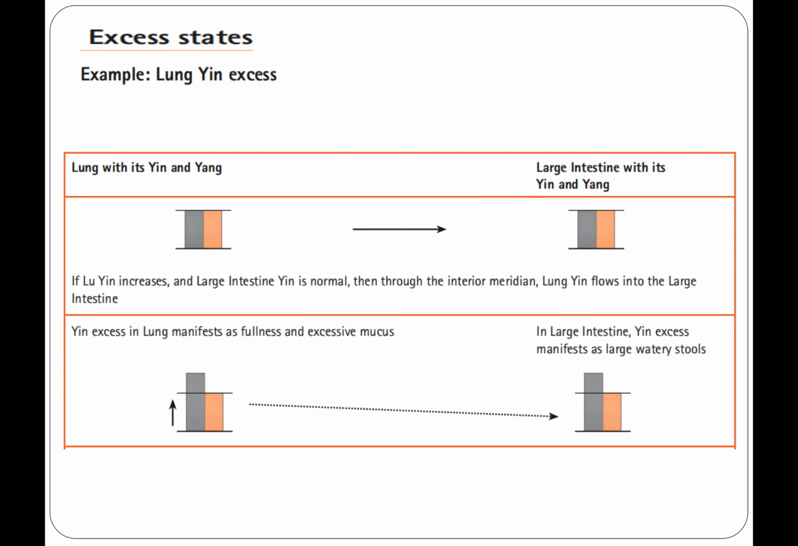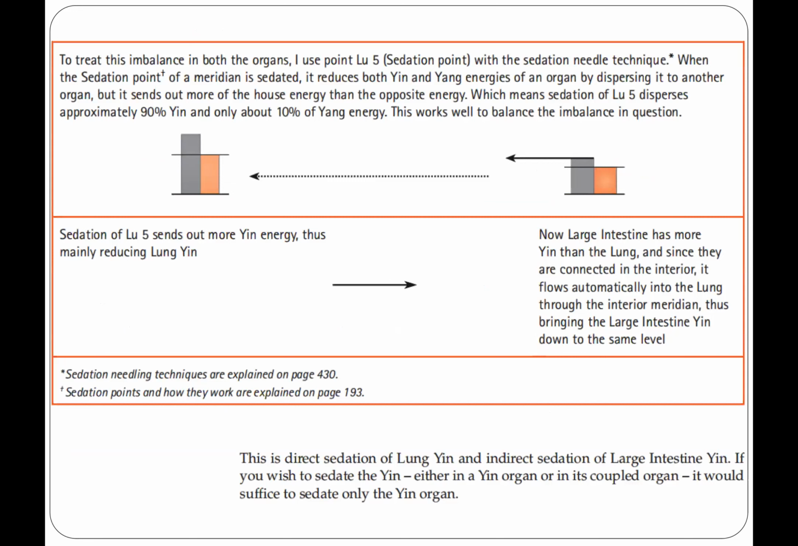Yin excess in lung manifests as fullness and excessive mucus. So, pag yung lung po ay nag-yin excess, in large intestine, yin excess manifests as large watery stools. So, yun po yung mga nangyayari. Affected pareho sila dahil partner organ. To treat this imbalance in both organs, sabi ng author, I use point lung 5. So, sedation point po with the sedation needle technique.